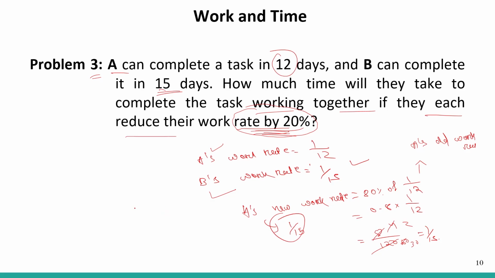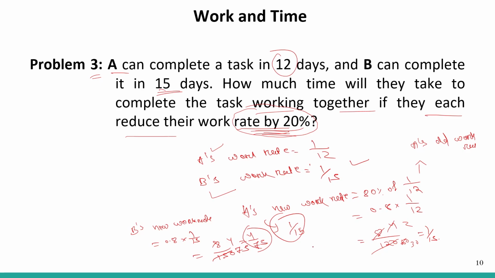Okay, so B's new work rate is equal to 0.8 into 1 by 15, right? So this is equal to 8 by 150. This is nothing but 4 by 75. So 4 by 75 is B's new work rate.